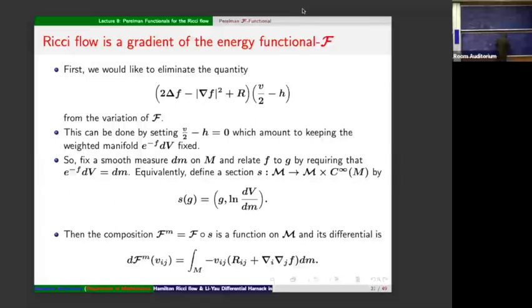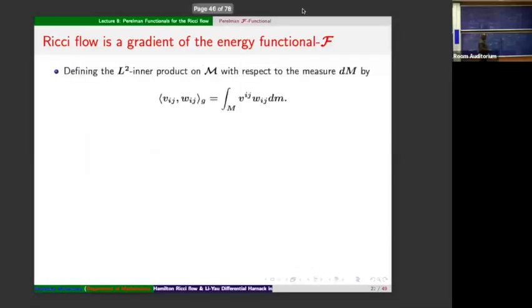It implies that V minus C over 2 minus H is equal to 0. So what we have done is that we have fixed this metric, and that metric that we fix is now what we have as dm. Okay, so that's the energy functional, which we have. Ricci flow as its gradient is now written like this. Okay, so Ricci flow is now a gradient flow of this energy functional. So that is what we have.